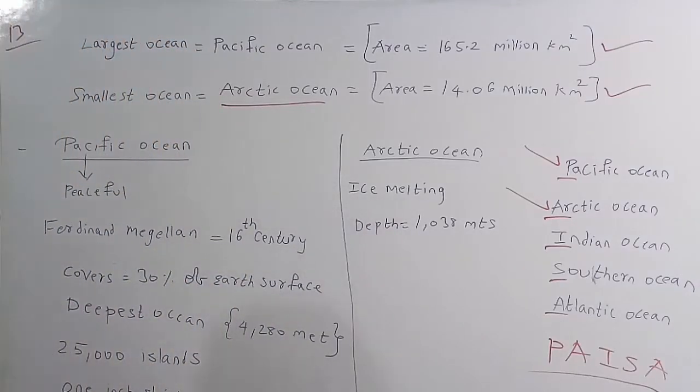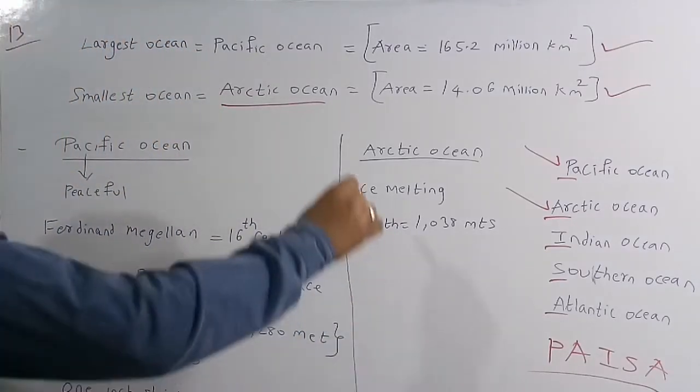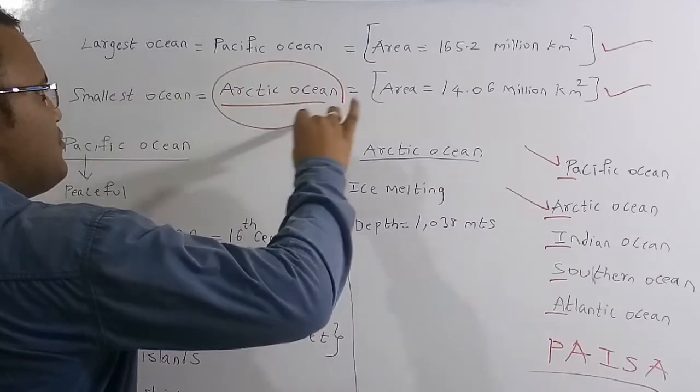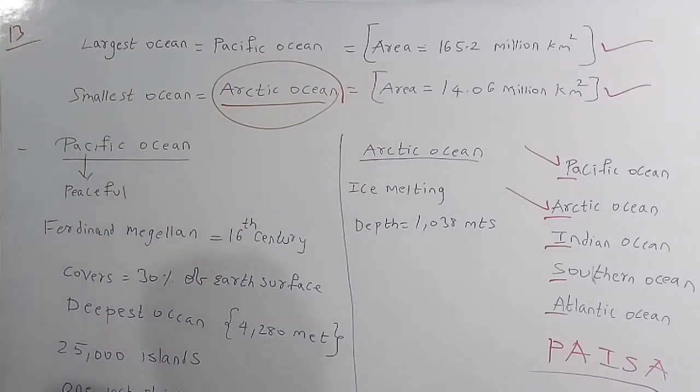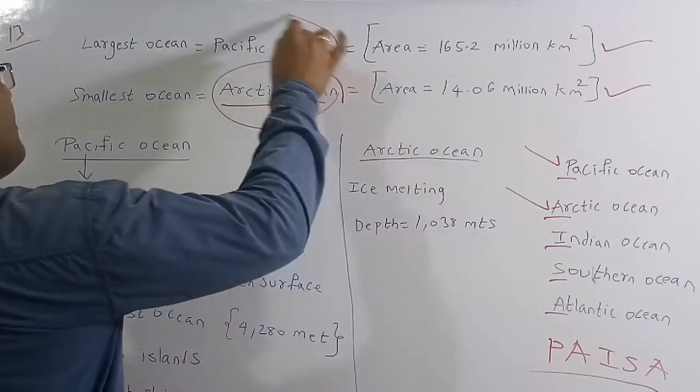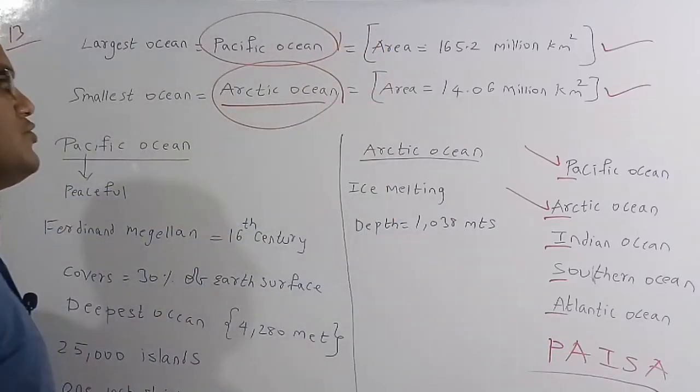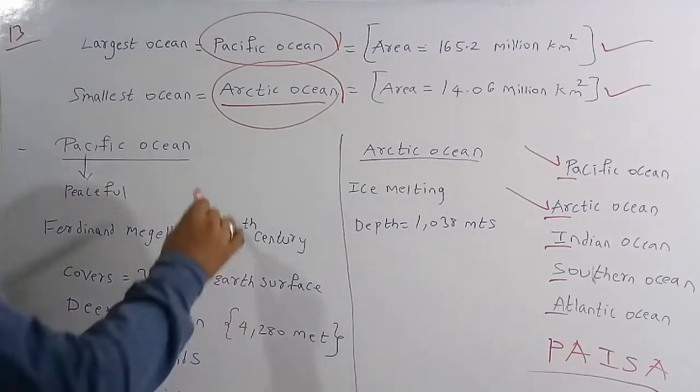In the question they asked which is the smallest ocean, so the Arctic Ocean is the answer. If they ask for the largest ocean, it is the Pacific Ocean. Now we will discuss some facts about the Pacific Ocean.